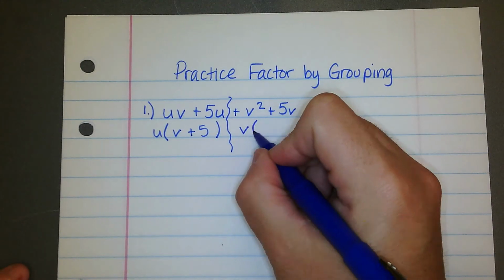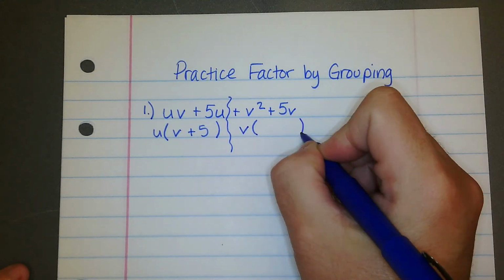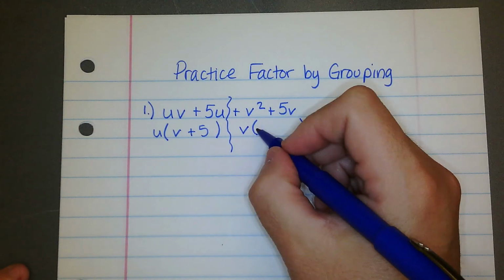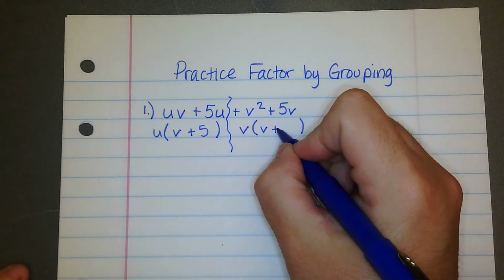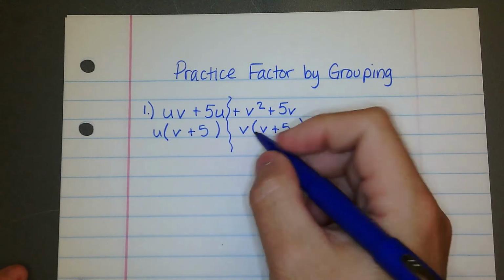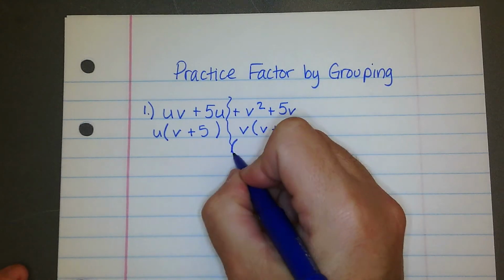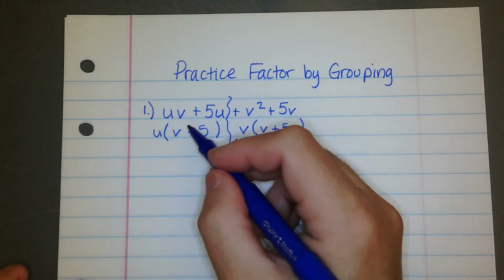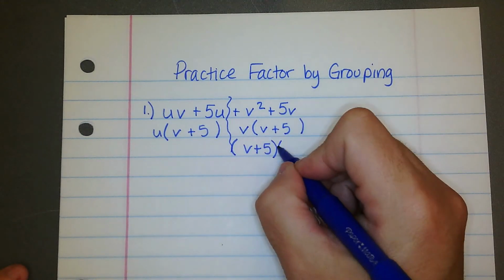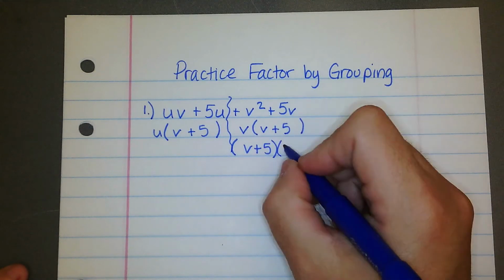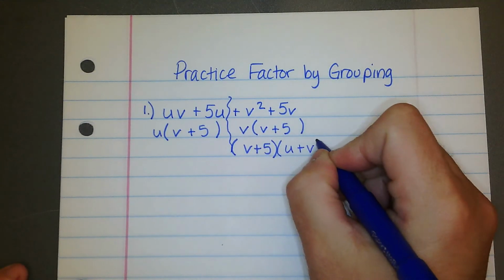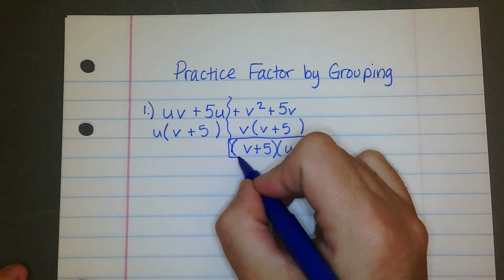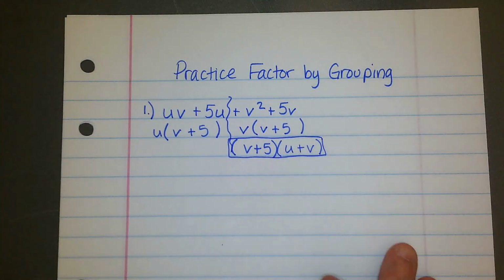Careful with your font there. Using v's tend to look alike. And then when I divide the v out, I'm going to get v plus 5. So they each have a v plus 5. So I write that once. And then the other parenthesis is my GCF stuff, and my GCF is u plus v. There's my answer for the first problem.